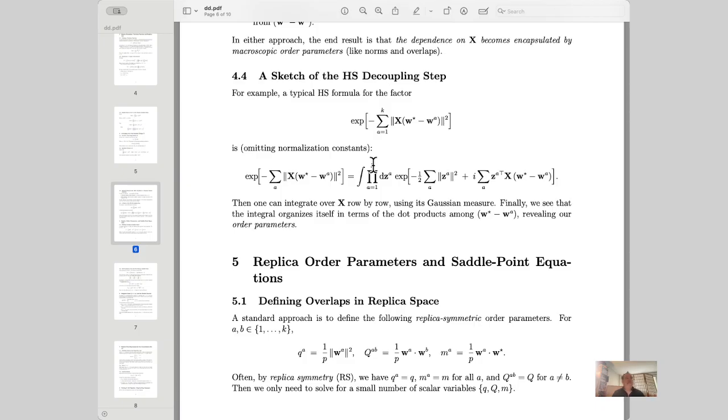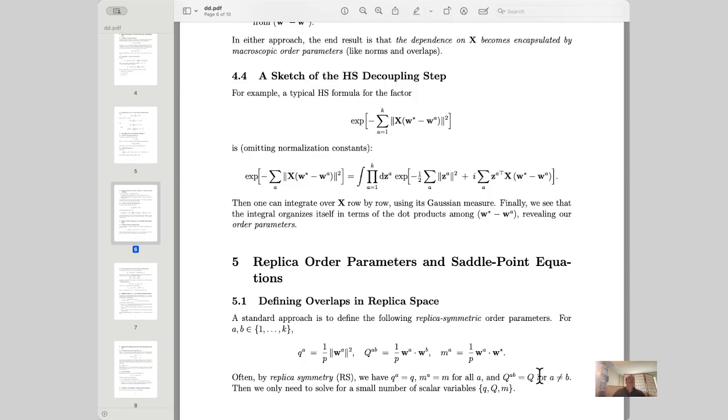And what you do typically is just say, well, everything is isotropic and uniform. So you just assume that everything's constant, right? So this becomes a constant. QA becomes Q. MA becomes M, where A is the index of the replica. A and B are the index, and QAB becomes Q. So this is called replica symmetry.